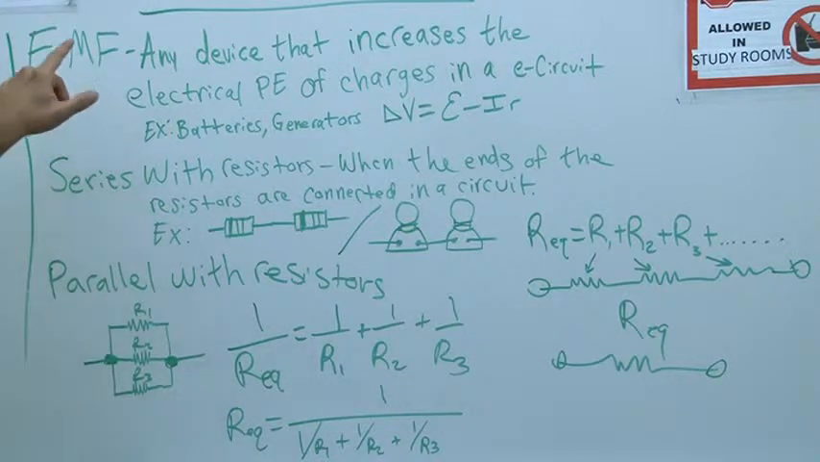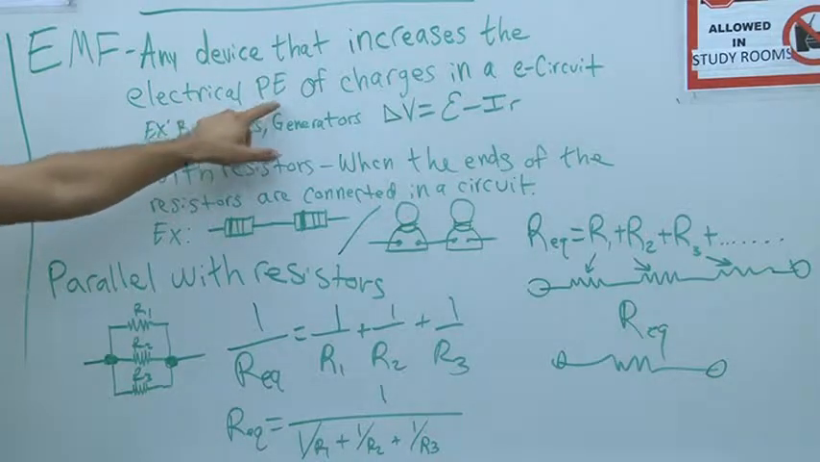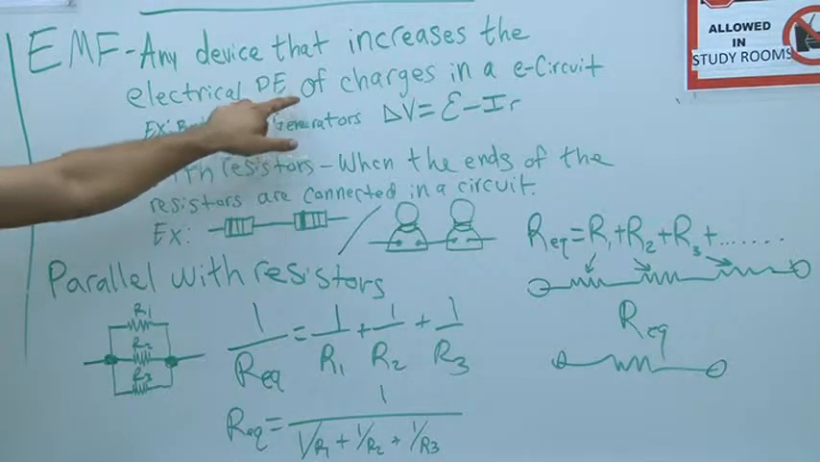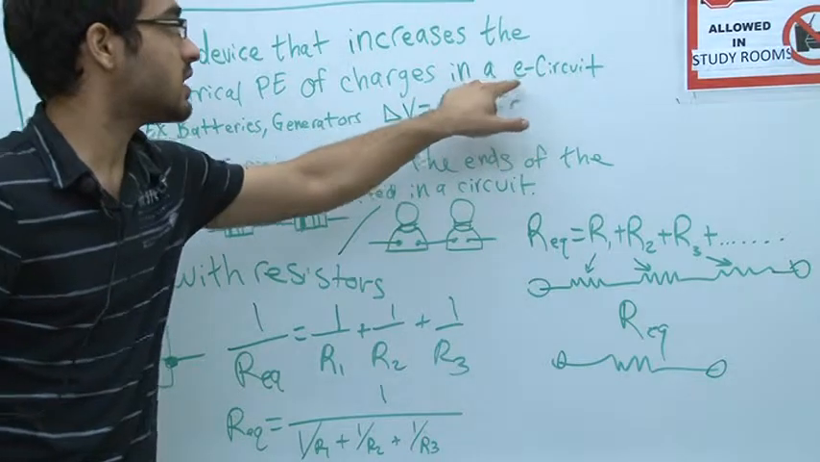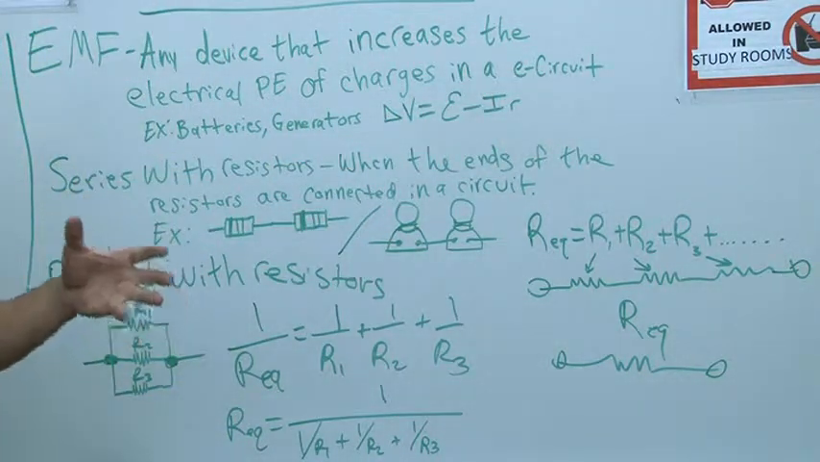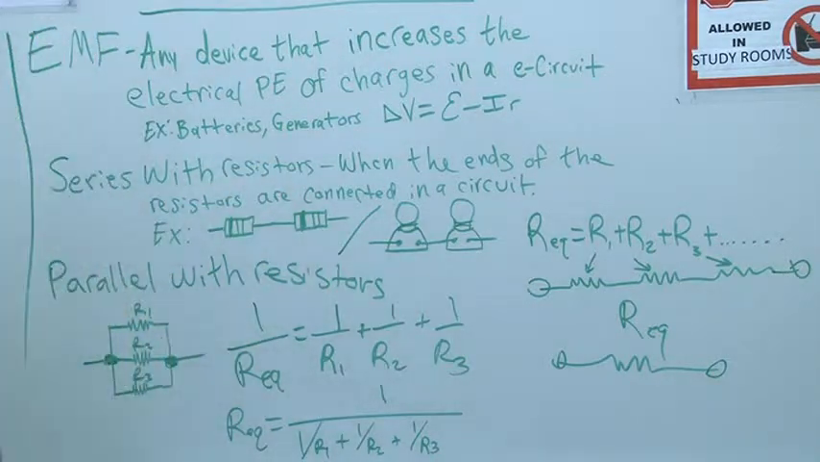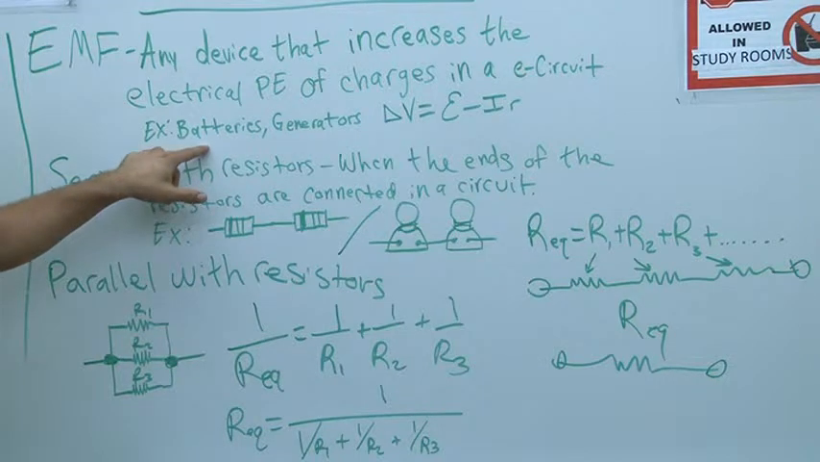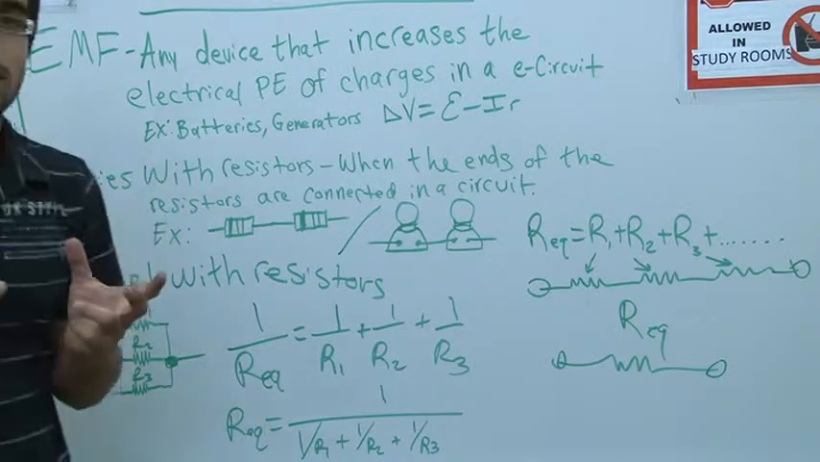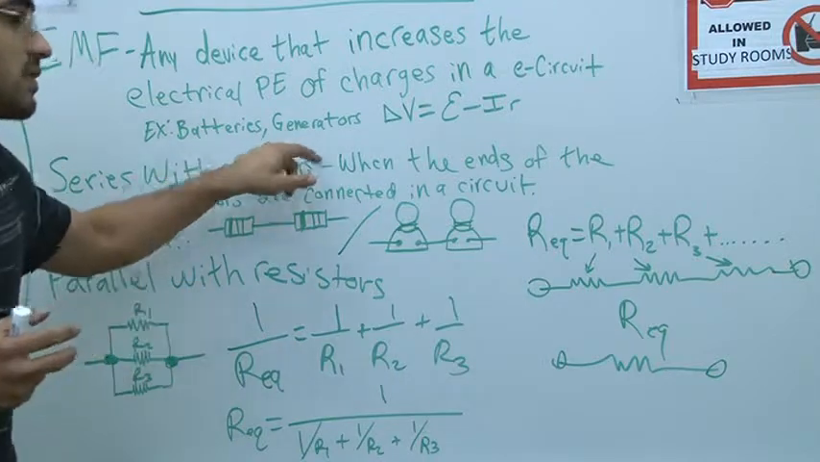What is EMF? EMF is any device that increases the electrical potential energy, P is potential energy of charges in an electrical circuit. Example, batteries have sources of EMF, and generators have sources of EMF. In batteries, it's the chemical potential energy that creates the EMF, and in generators it's mechanical energy.